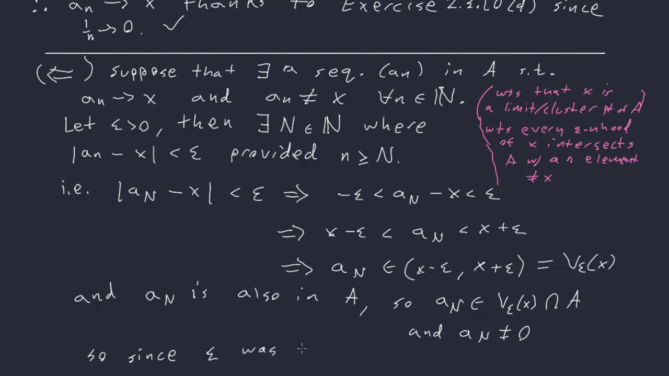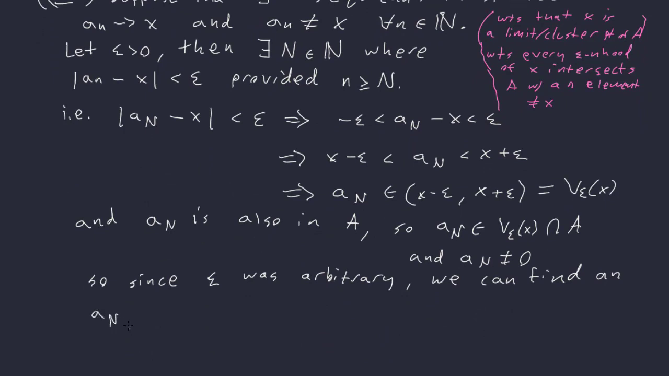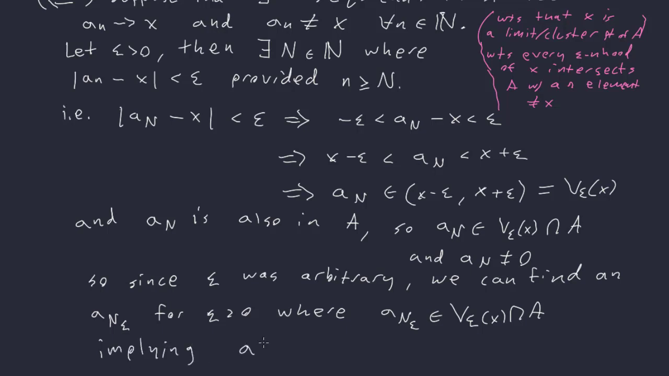So since epsilon was arbitrary, we can find an a sub capital N sub epsilon for every epsilon greater than 0, where a sub N sub epsilon is in the epsilon neighborhood around x intersect A, implying that x is a limit point of A. Okay, and that completes the proof.